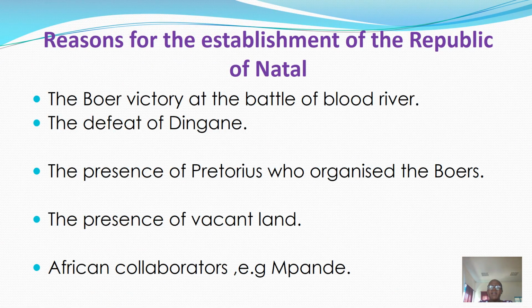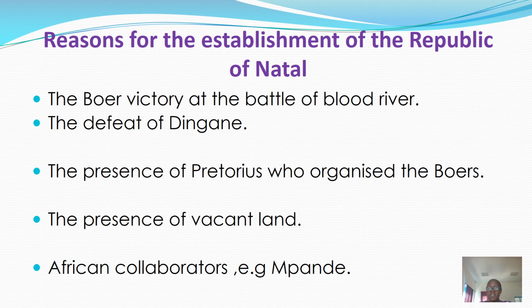We ask ourselves, why did the Boers establish the Republic of Natal? The Boer victory at the Battle of Blood River over Dingane meant that now they were free to come up with their republic independent of the British, the Republic of Natal. So their victory at the Battle of Blood River led to that. Maybe if they had not defeated the Zulu, they would not have established the republic. And the defeat of Dingane, the only stumbling block in this venture, was also a reason why they established the Republic of Natal.